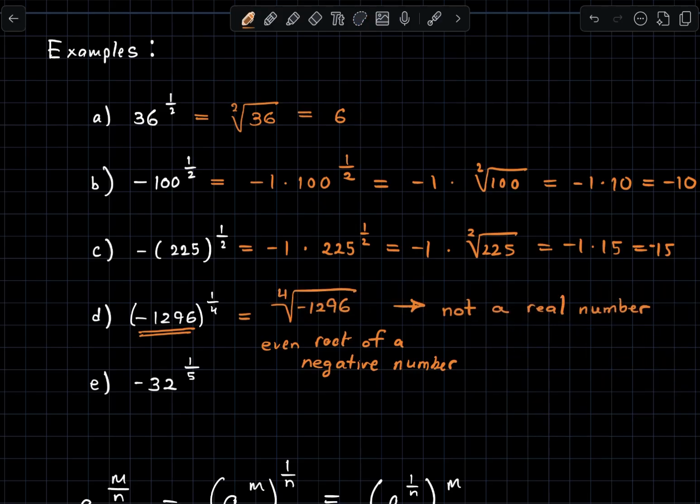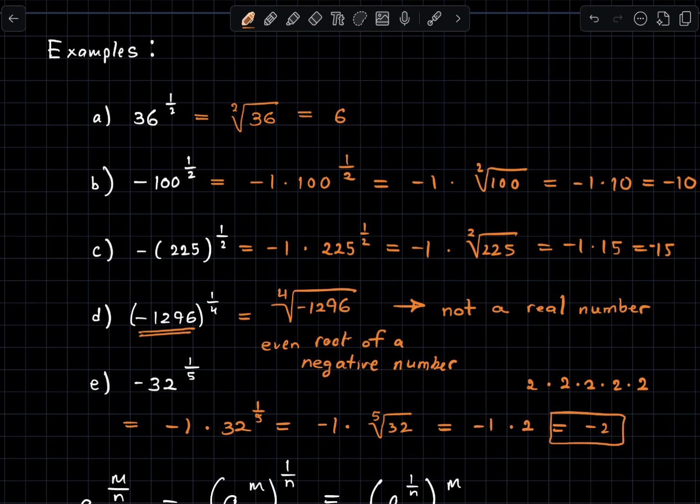And finally, we have negative 32 raised to the 1/5 power. Separate that negative 1. All right, it's 32 raised to the 1/5 power. This is the 5th root of 32. The question you're asking yourself is, what number can I multiply by itself 5 times to get 32? And you may or may not know this. This is why it's helpful to memorize the powers of 2 and powers of 3. But 2 multiplied by itself 5 times is 32. Okay, so we get negative 2 in the end.